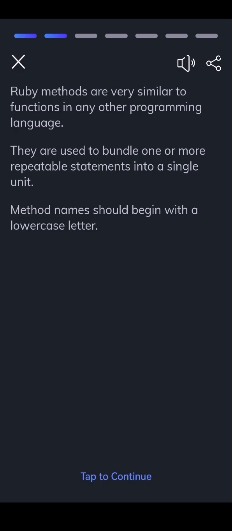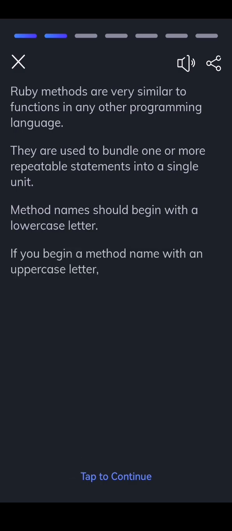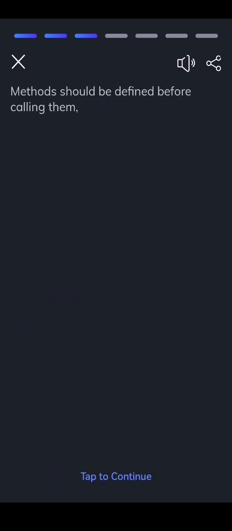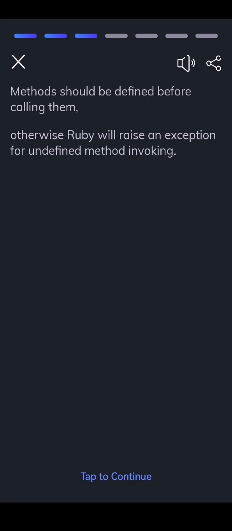Method names should begin with a lowercase letter. If you begin a method name with an uppercase letter, Ruby might think that it is a constant and hence can parse the call incorrectly. Methods should be defined before calling them. Otherwise, Ruby will raise an exception for undefined method invoking.